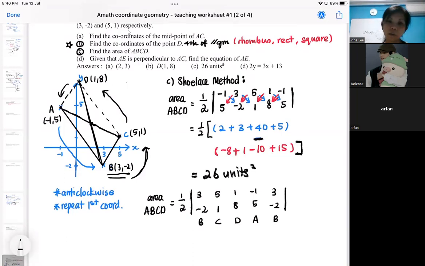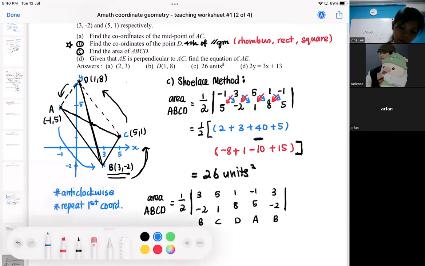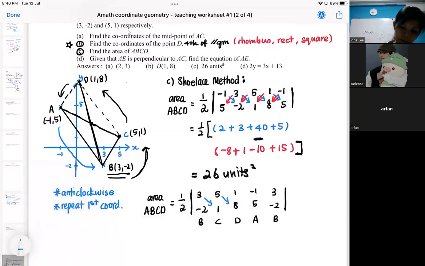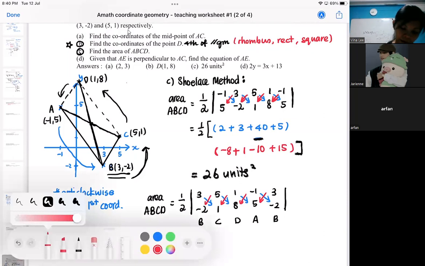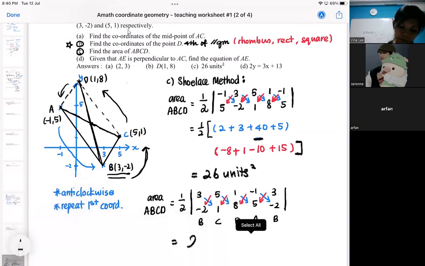If another student is going to do it this way, the other student will also have all the blue arrows, and also the red arrows. The other student will also get the same answer, as long as the other student still goes anti-clockwise and still remembers to repeat the first coordinate.